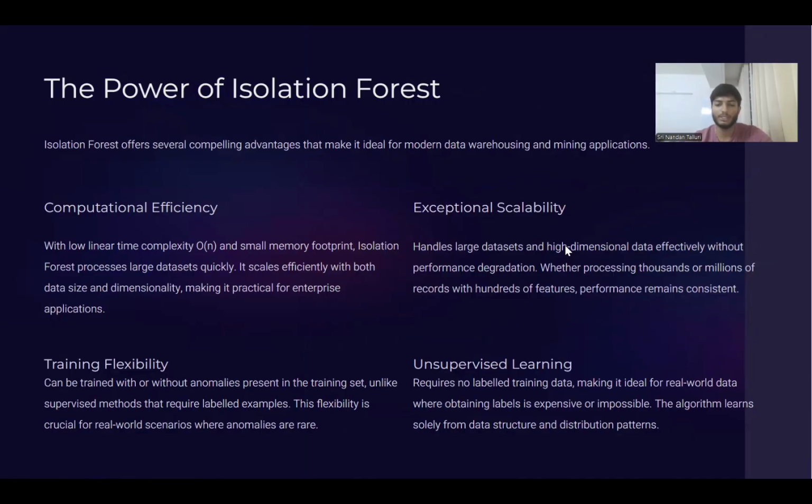It has a time complexity closer to linear, meaning it can handle large data sets quickly. Second, it scales very well to high dimensional data. Even if the data has many features, the performance remains stable. Third, it is an unsupervised algorithm, which means it does not require labeled data. This is extremely valuable in real world situations where labeling anomalies is expensive or impossible. Because of these properties, isolation forest is widely used in industries.